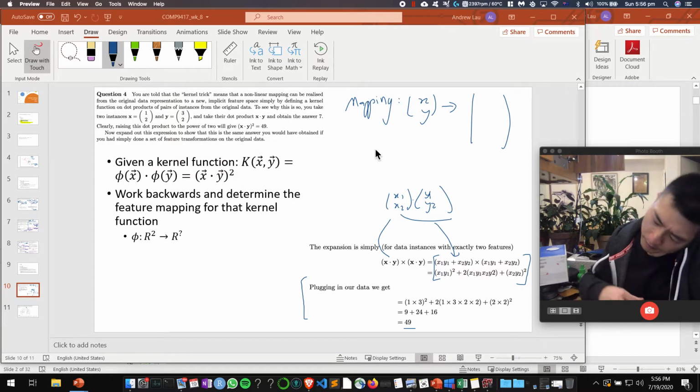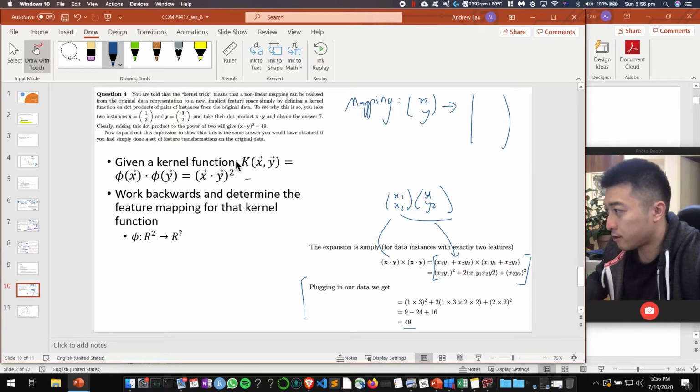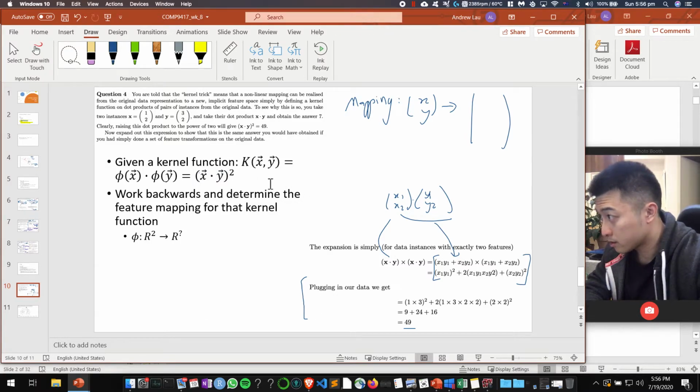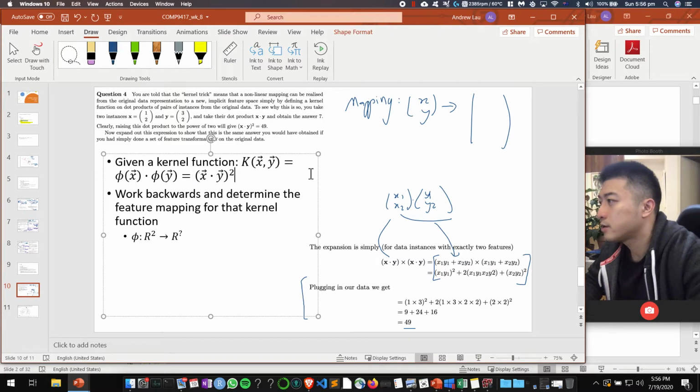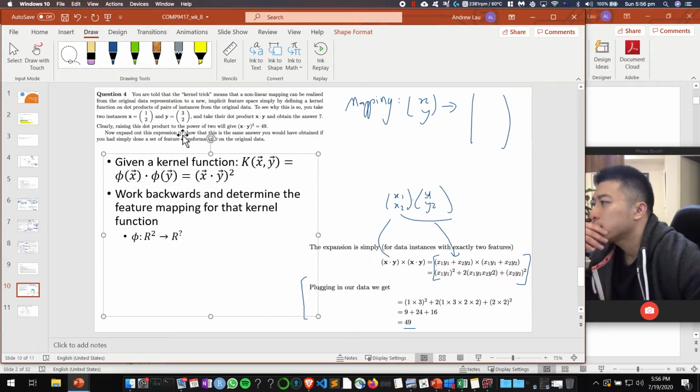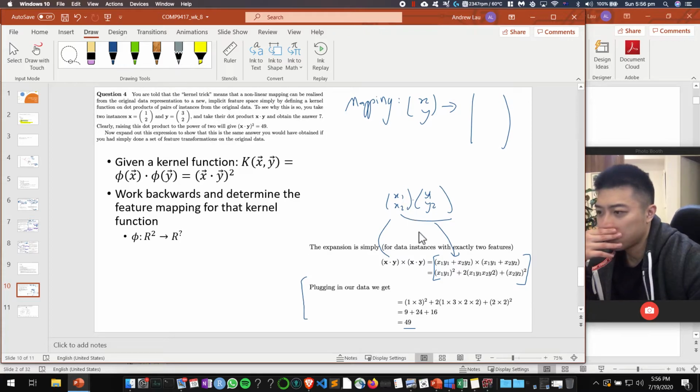Okay, so what have we been told here? We've been told that which one's a kernel function? Expand this for the same answer if you had originally, plugging this into our data.